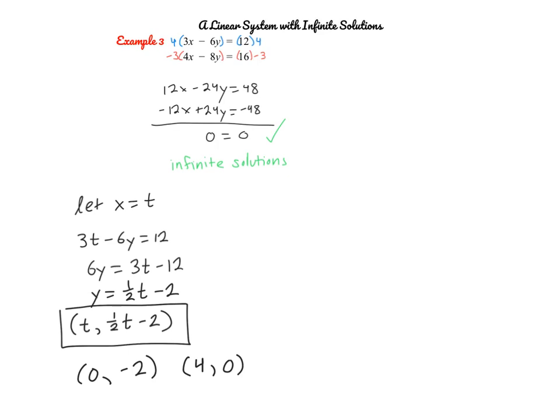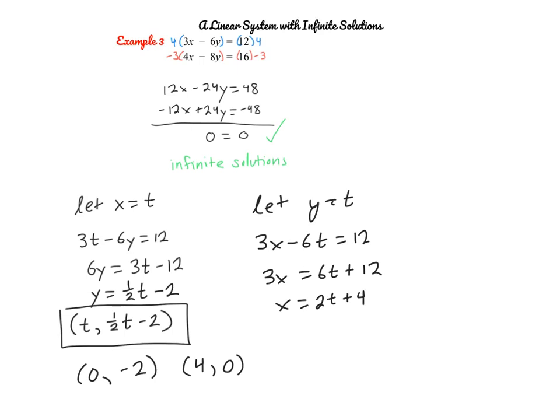Now, of course, we could also do the same by, instead of setting x equal to t, saying let y equal t. And again, I will replace y with t in either of the original equations. So let's say we use that first one again. Again, we're trying to rewrite both x and y in terms of that new variable t. And now we need to solve for x in terms of t. So we can add 6t to both sides and then divide by 3. So another way of writing this answer, you could say 2t plus 4, comma, t.